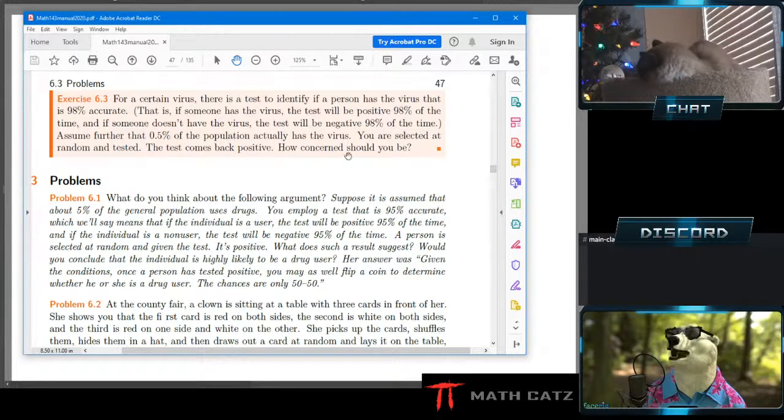I've just made a little descriptive question here. A test question would be more precise. You're selected at random and tested. The test comes back positive. So the test says you have the virus. Should you be worried? Should you sell all your belongings and say your last goodbyes, depending on how deadly the virus is, of course? What are the chances of you actually having it?